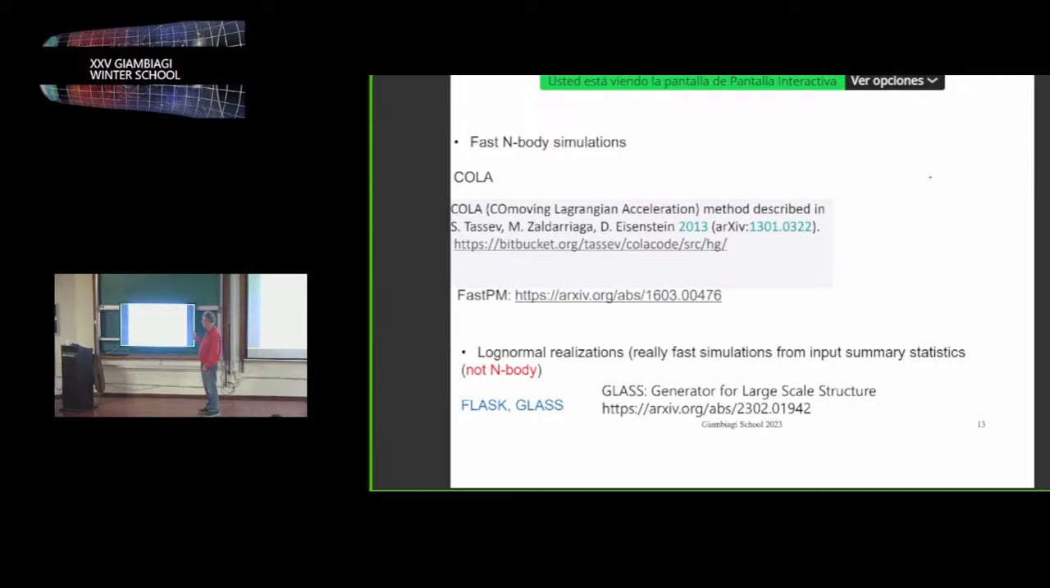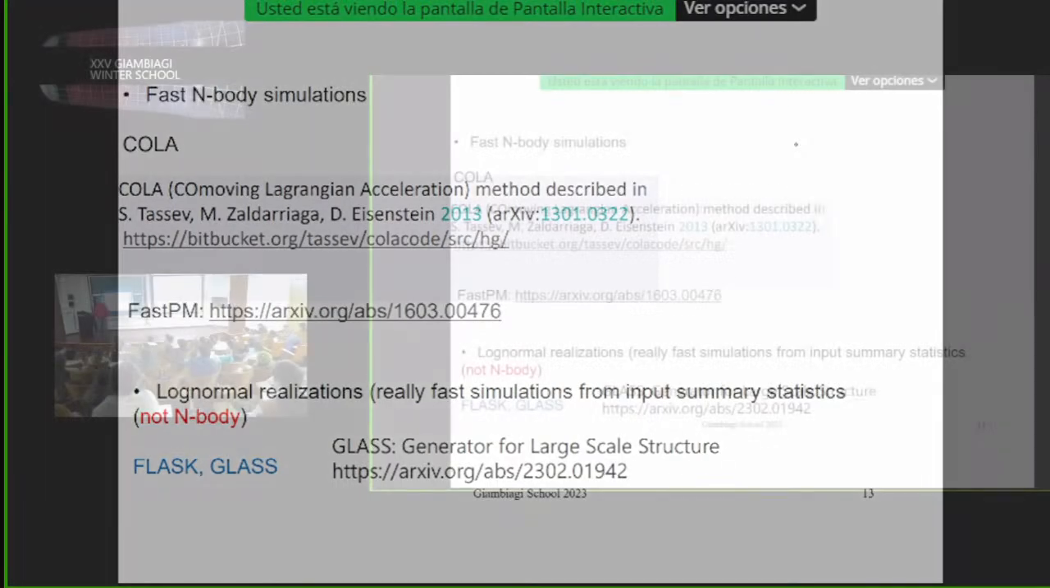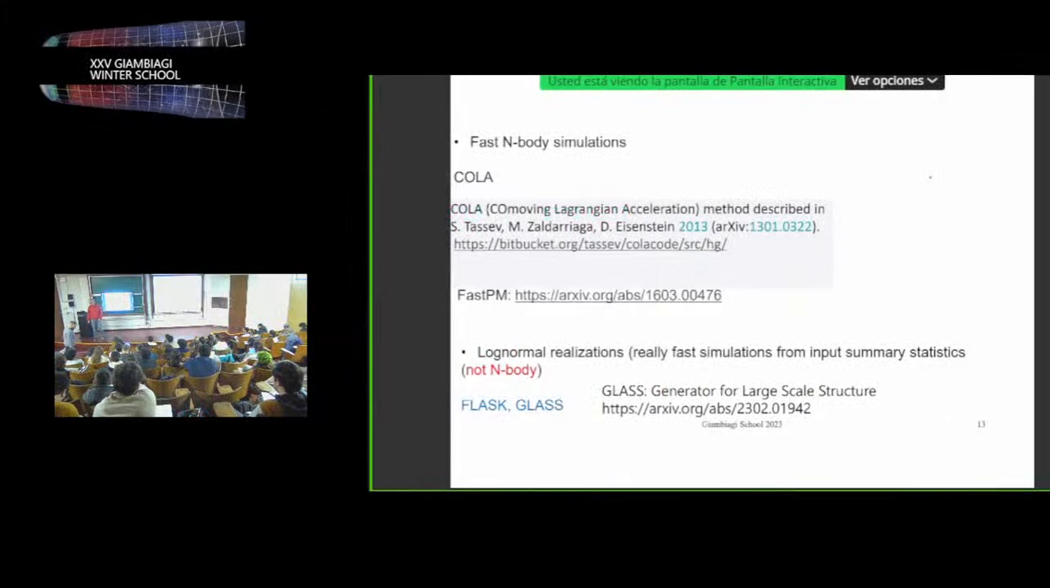Minus one. How can it be Gaussian? It's not Gaussian. Of course, if you have small deltas, Gaussian is a very good approximation, 10 to the minus 5, fine. If you have large perturbations, you cannot use Gaussian. And that's why people use log normal realizations instead of normal realizations. Okay, so this is the reason.